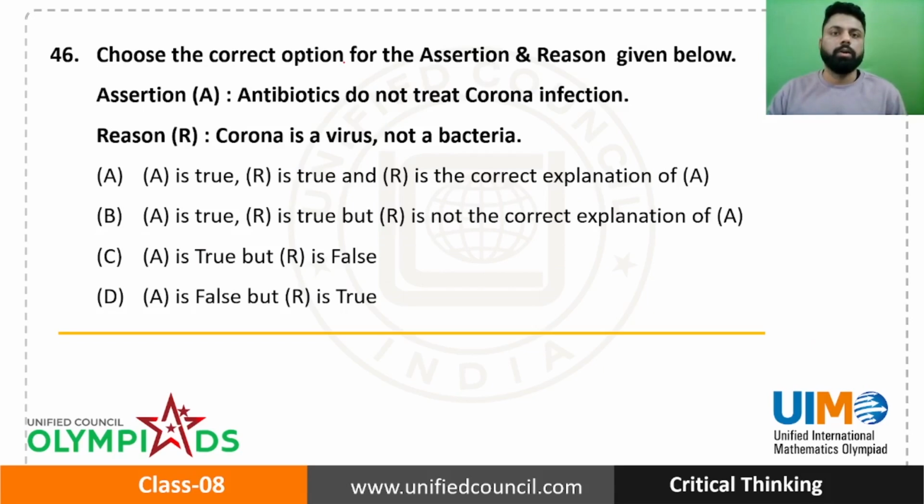Thank you. Choose the correct option for the assertion and reason given below. Assertion: antibiotics do not treat corona infection. Reason: corona is a virus, not a bacteria. So if we talk about this case, the assertion is true because antibiotics are not going to treat corona infection. That is something we know. And corona is a virus, not a bacteria. This is also a fact, and this is the correct explanation of the assertion. So A option is the correct one. Assertion is true, reason is true, and reason is the correct explanation of the assertion.